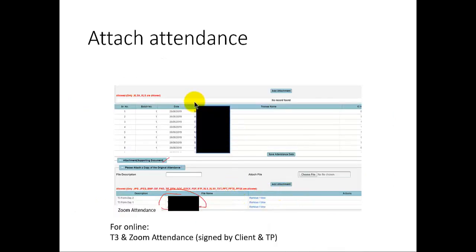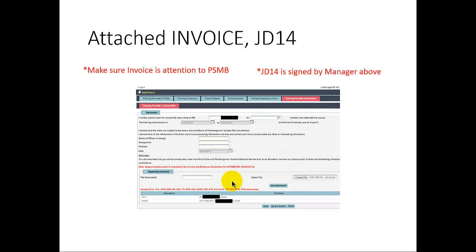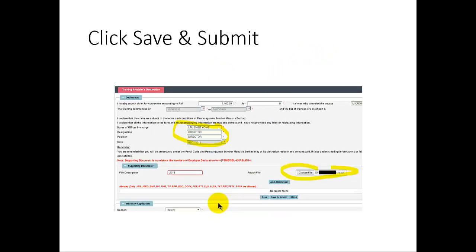Now finally you can attach that. So the T3 form that we showed earlier, with client signatures and chop, this is where you need to attach the T3 form. Finally, attach your invoices, the invoice sent to PSMB, and the JD14 signed by the manager. Then click save and submit.